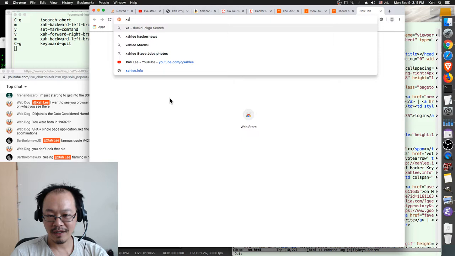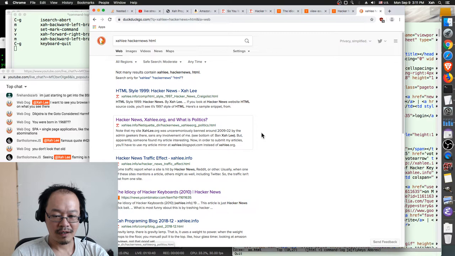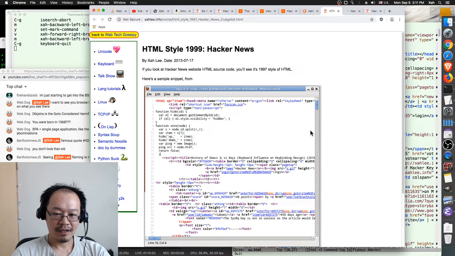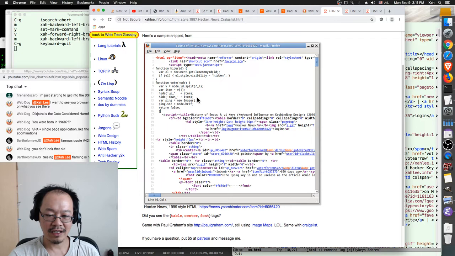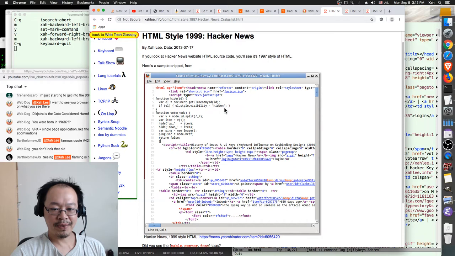For example, let me show you Xah Hacker News HTML. Okay, I documented. So here, this page, and this page. Let me open that. So HTML style 1999 Hacker News. So this I wrote in 2003. So you can see in 2003, their page is still very, you know, very 1999. They don't use class. They don't use CSS class. You see, they are still using style, all inline styles, no class. So this is back in 2003. So between 2003 and 2016, they improved.